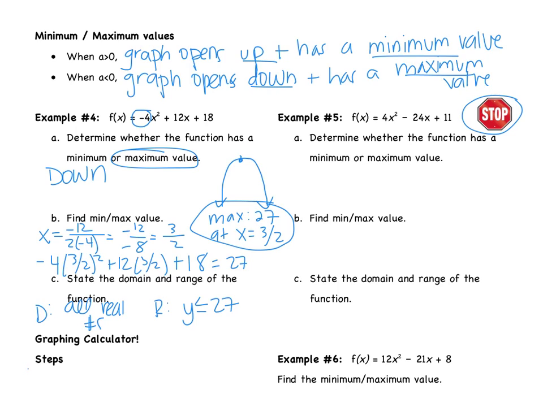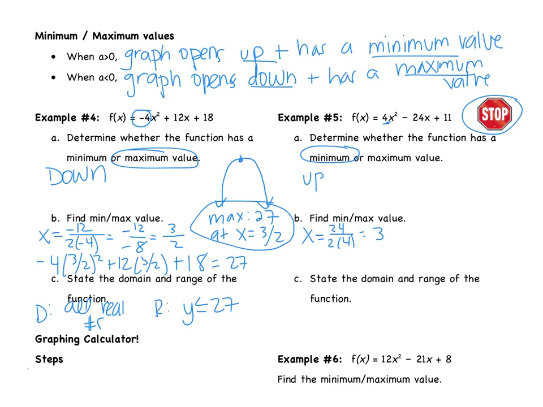First thing that you should have noticed is that you have a positive 4x squared in this case, so your parabola is going to open up. If I have a parabola that opens up, I'm going to have a minimum value. Next, you should have actually found that value. So x is negative b, which in this case is negative negative 24, so positive 24, over 2a, over 2 times 4. 24 divided by 8 is 3.